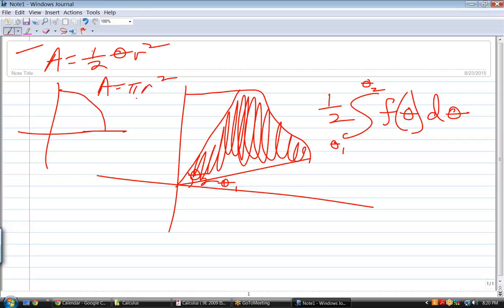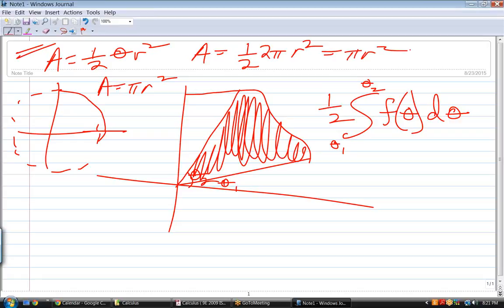So if theta was 2 pi, which is what it would be if we had the whole circle, in other words, if you go around the whole way, that's 2 pi in radians. So the area of the circle would be 1/2 times 2 pi times r squared, which is the same as pi r squared. So we know we have the proper formula.